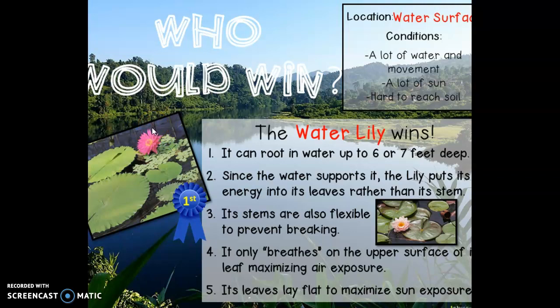Since the water supports it, the lily puts its energy into its leaves rather than its stem. Its stems are flexible to prevent breaking. It only breathes on the upper surface of its leaf, maximizing air exposure. Its leaves lay flat to maximize sun exposure.